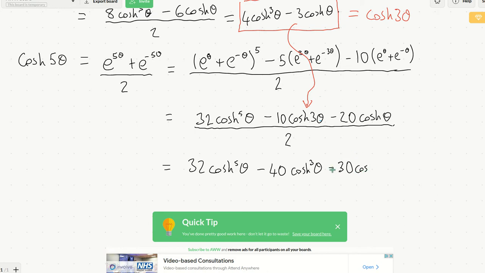Oh, it's actually going to be a plus. Sorry, I've just noticed that because it's actually minus 10 times minus 3, so plus 30 cosh theta. Watch out for the sign errors. Minus 20 cosh theta, all over 2.